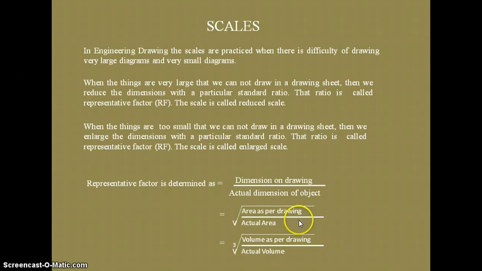In terms of area, the formula is the square root of area as per drawing by actual area. Similarly, if it is given in terms of volume, the formula is the cube root of volume as per drawing by actual volume. If the information is given in terms of area and volume for finding the representative factor, we use these two formulas to find the RF value. Remember: square root of area as per drawing by actual area, and cube root of volume as per drawing by actual volume.